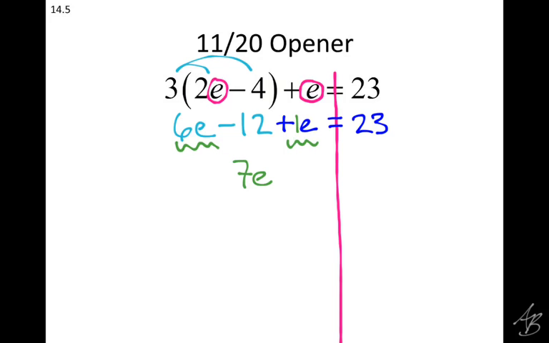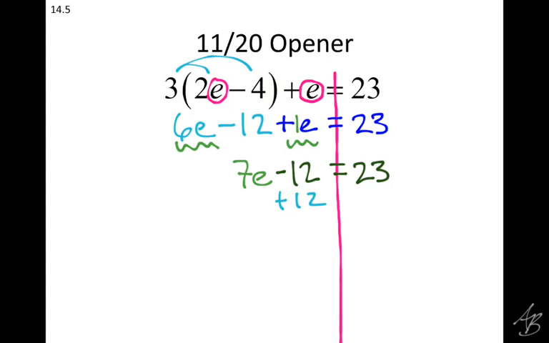Can I combine the negative 12 with the 23? No. Why not? Because they're on opposite sides of the equal sign. So I can't combine those, so I just bring them down. So bring down my minus 12 here, bring down my 23 here. All right, now what? Add 12. Now we add 12 to both sides.